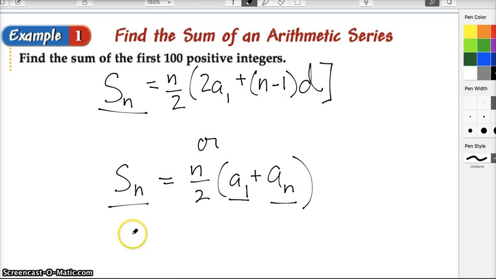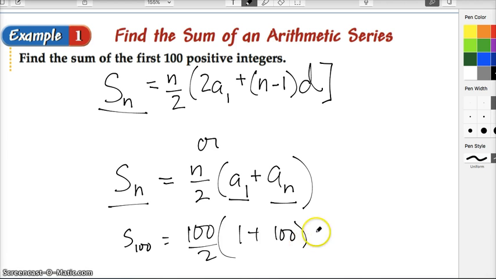So again, how would we handle this? I want to know S sub 100 in this case. So I take 100 over 2 times 1 plus the final term 100. And you can see that we get 50 times 101, which would be 5,050. All right, let's keep going.